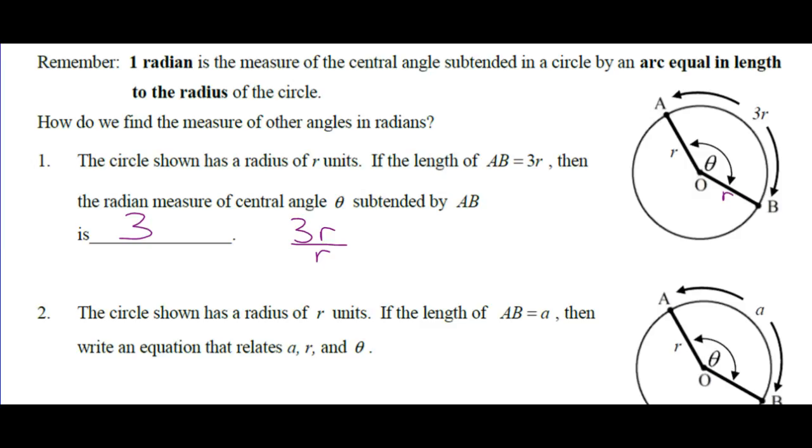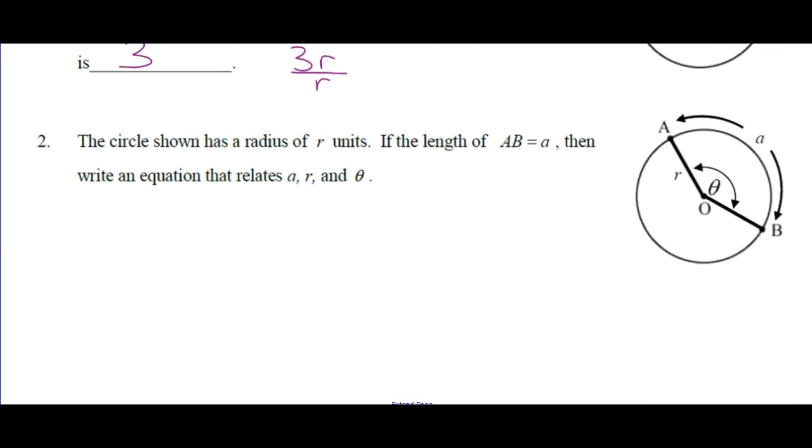The circle shown has a radius of r units. If the length of AB is equal to a, then write an equation that relates a, r, and theta. So the angle is equal to what? What's the arc length now? A. And what do we do with the r? We're just saying how many radiuses, I think the proper plural is radii. So how many radii are there? Well, it's a divided by r. If a is 3 radii, then 3 radii divided by r is 3 radians.